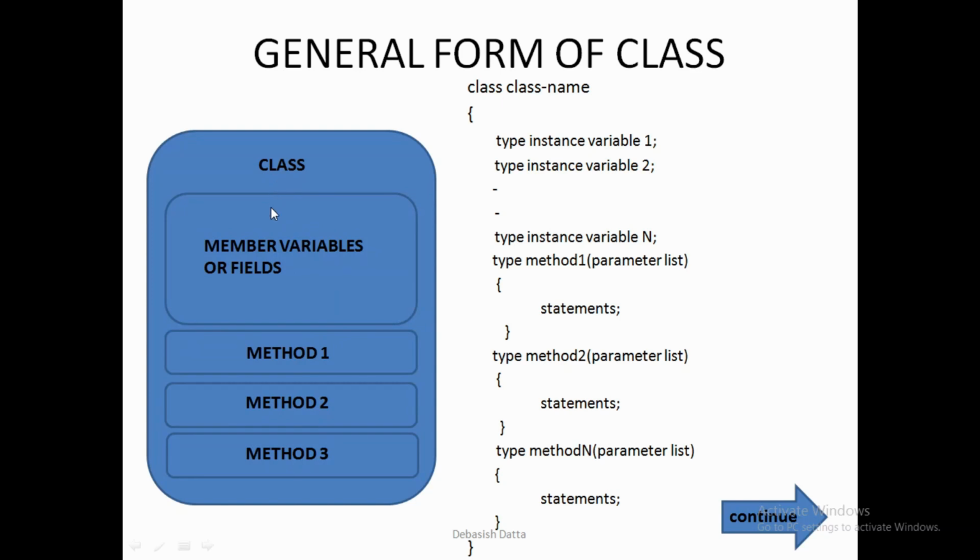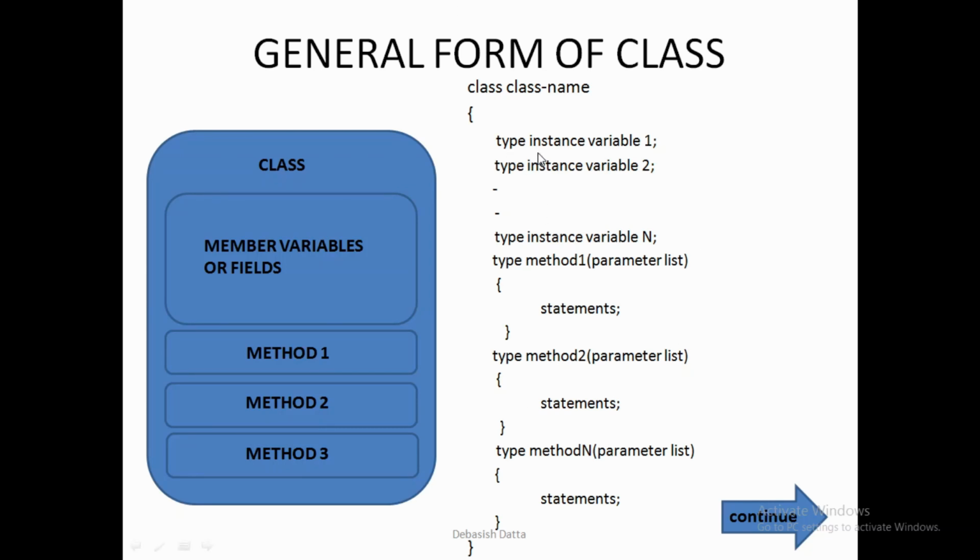A class consists of member variables or fields and methods. The general structure of creating a class looks like this. First we should write class, that is a keyword, then the class name. This class name is user defined. We will choose that. It should be mentioned here that the class name should be a valid identifier.